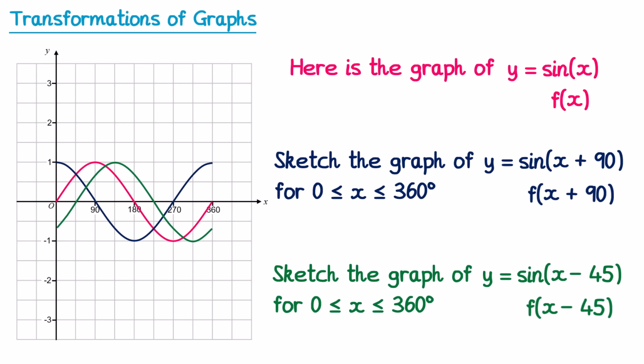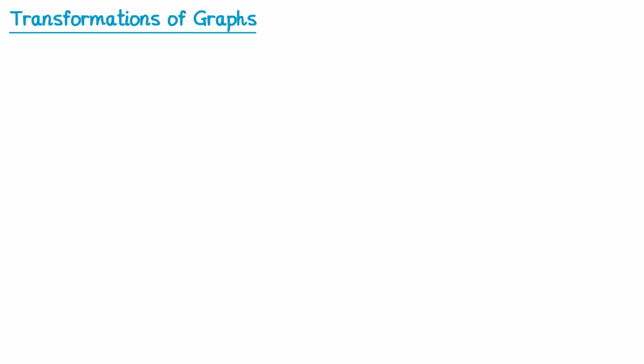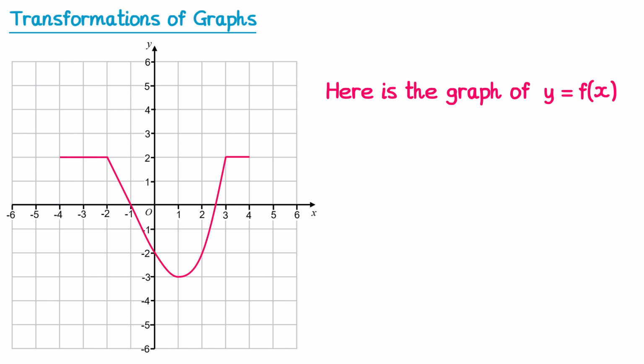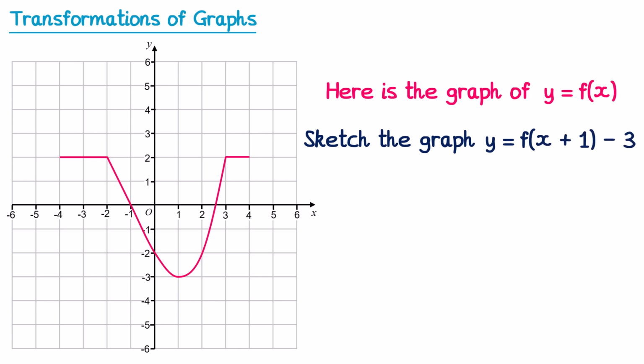Sometimes you could be asked to do more than one transformation in the same question. So let's take a set of axes, and here is the function y equals f of x, which looks like this. Notice this time we haven't been given the equation of the function, we've just been told it's f of x. A question could ask us to sketch the graph of y equals f of x plus 1 and then subtract 3. This plus 1 here is inside the input, so this is going to translate the function in the horizontal direction.